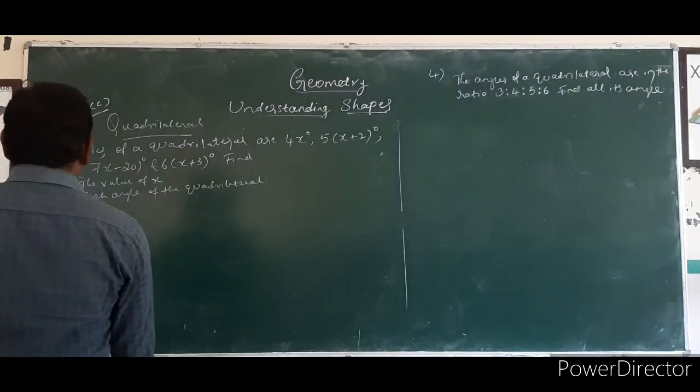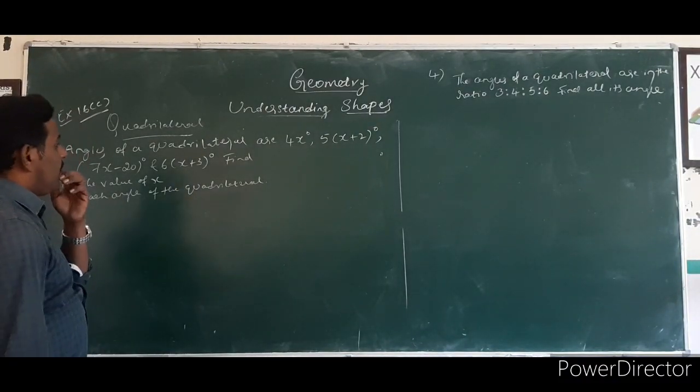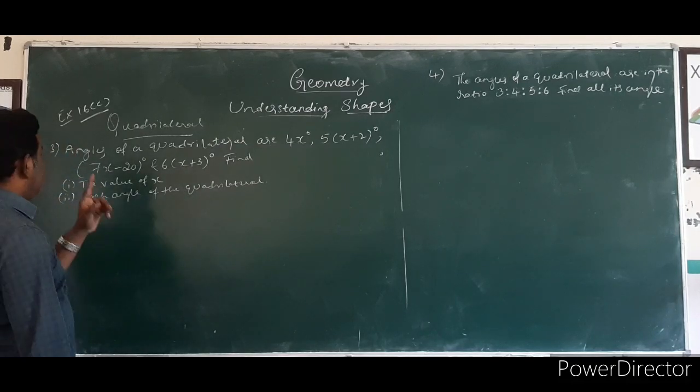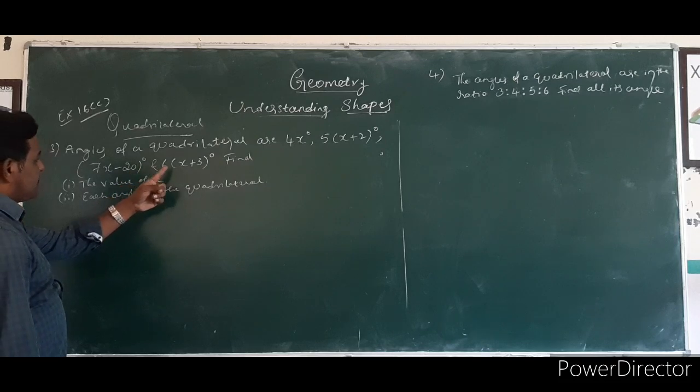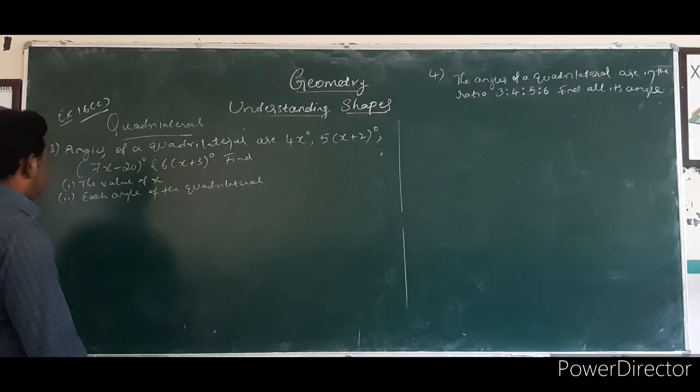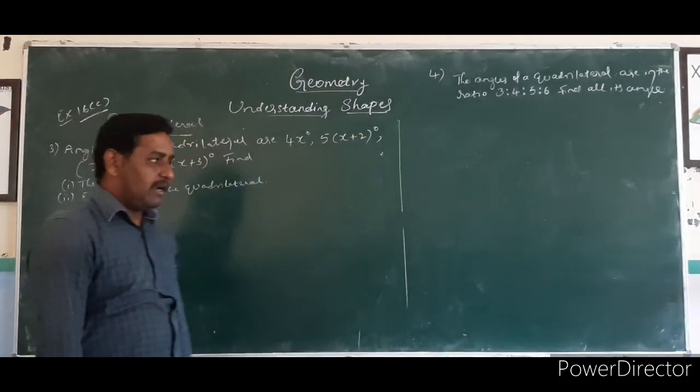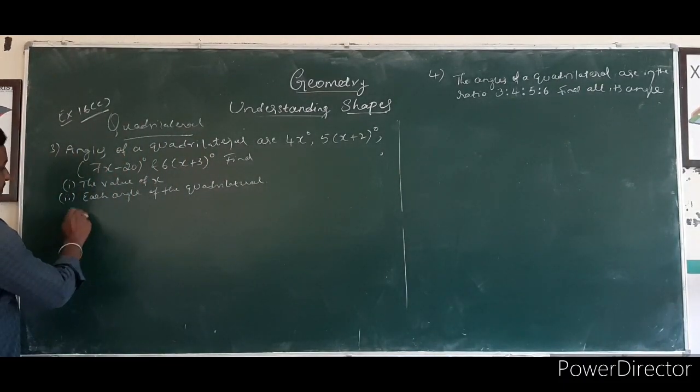Next problem: the angles of the quadrilateral are 4x degrees, 5 into x plus 2 degrees, 7x minus 20 degrees, and 6 into x plus 3 degrees. Find the value of x and find each angle of the quadrilateral. We know that what is the sum of the angles of the quadrilateral?